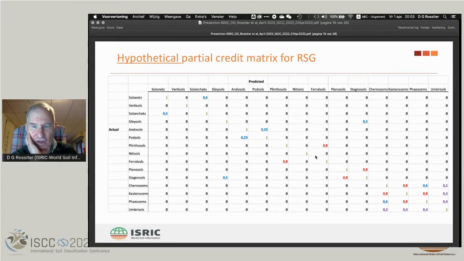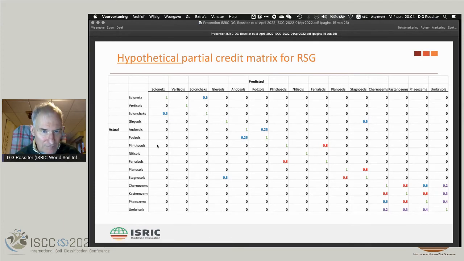So for example, ferrosols and plintosols. I might say if you map a plintosol and it's really a ferrosol, I'll give it a 0.8. Now, my Brazilian colleagues might really disagree. That's fine. We'd like to hear that. If we look, for example, at podzols and andosols, they have a certain similarity in the mineralogy, so we might give that a 0.25. Solonchaks and solonetz, maybe 0.5. So this is just the idea of how we might fill this in.